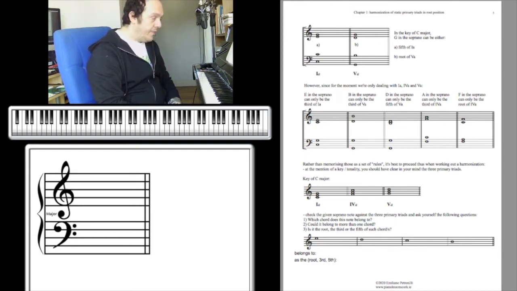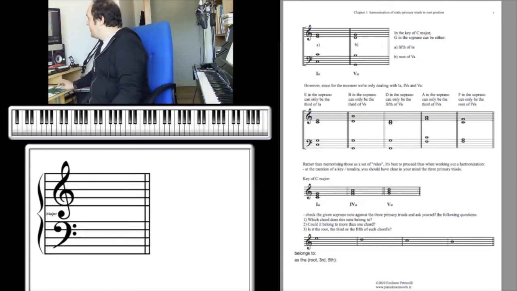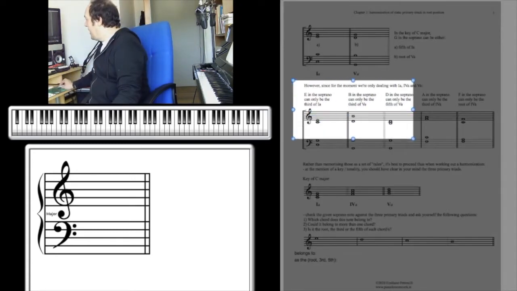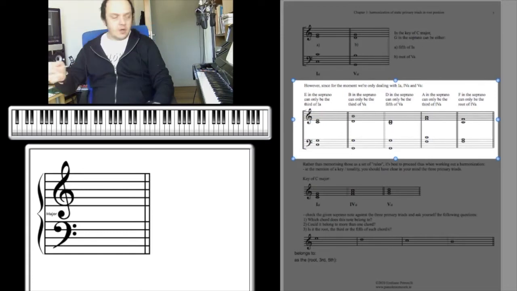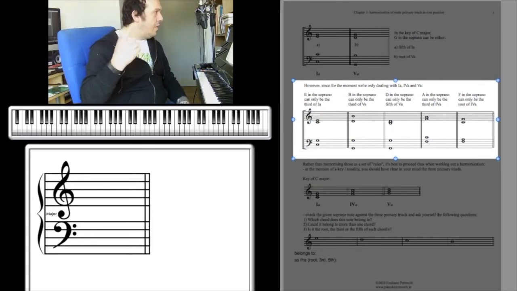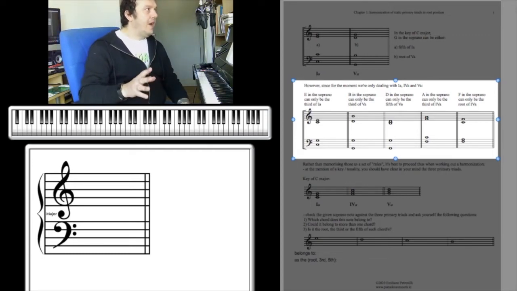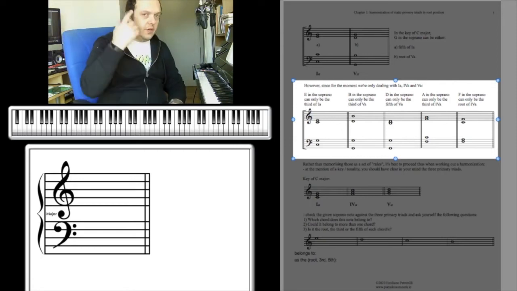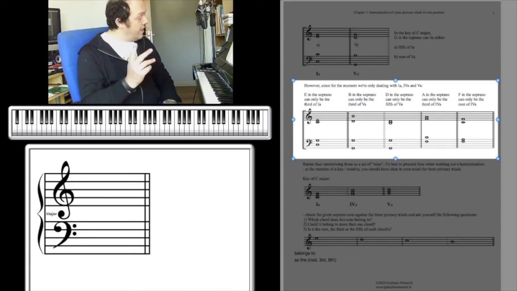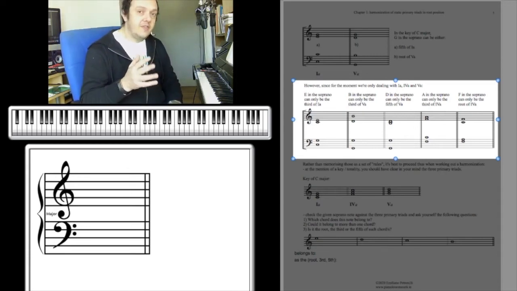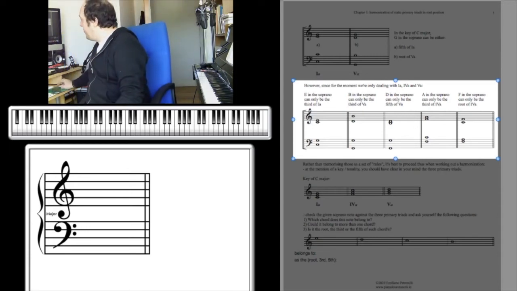So let's take it step by step. I give you all the options in the handout, in the key of C major, all those notes in the soprano and what they belong to, just for demonstration. But don't memorize that as a set of rules, because you'll fry your brain with rules, right? You're better off asking yourselves questions and do the thinking for yourselves.